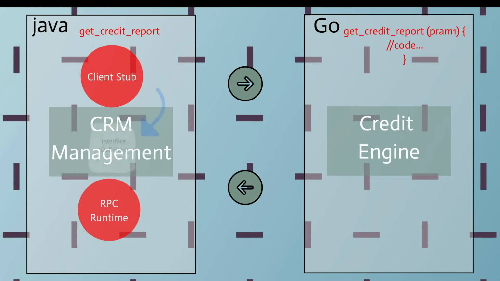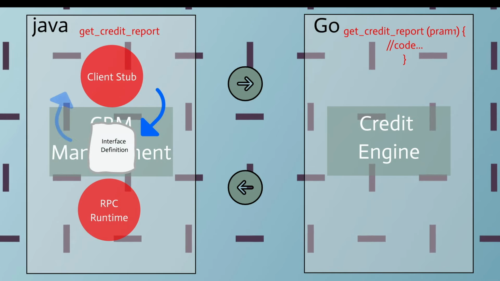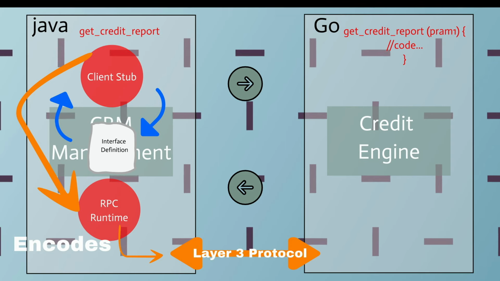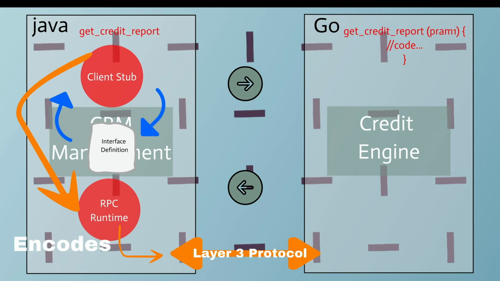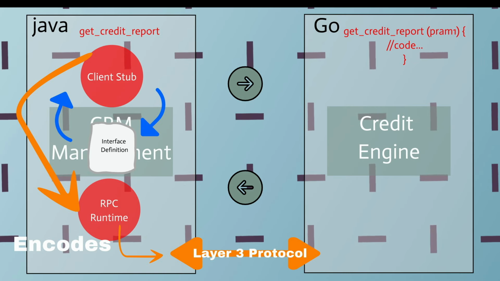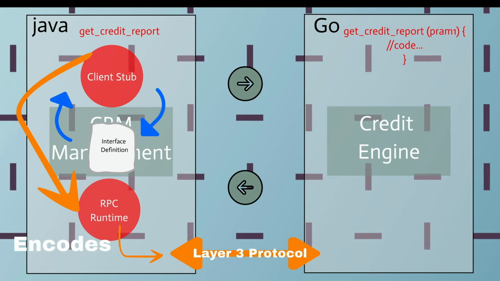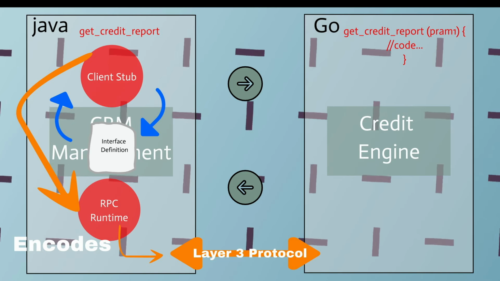At compile time, Stubs use interface description language to define client and server interfaces. These request and response objects are encoded and serialized, then converted to network call by the RPC runtime. These request and response are sent over the layer 3 communication protocol. This could be TCP or UDP. RPC can also happen over HTTP protocol.